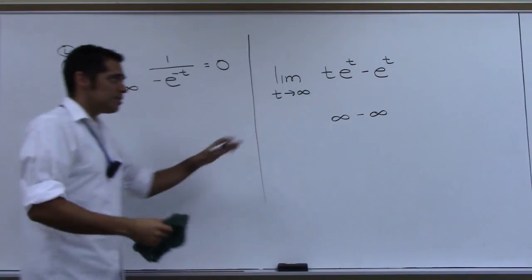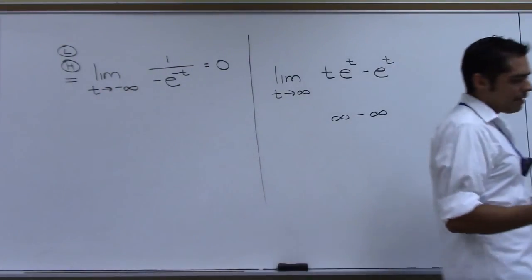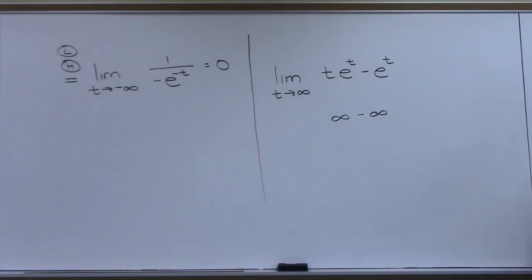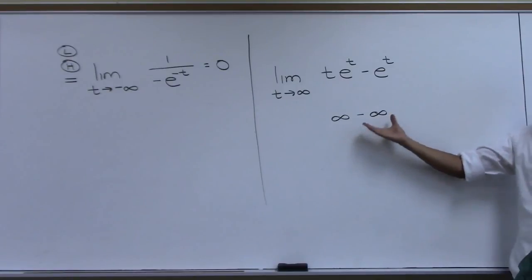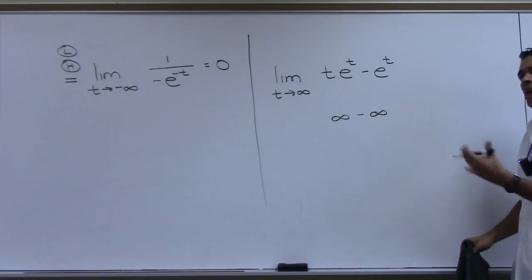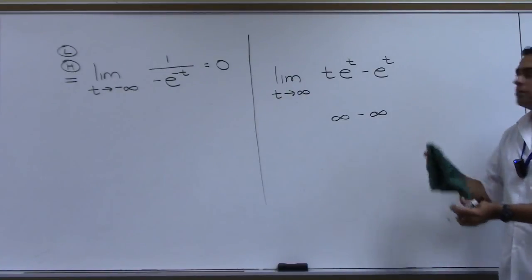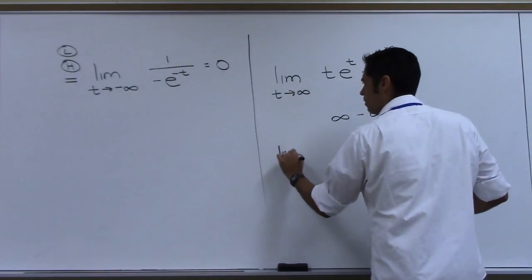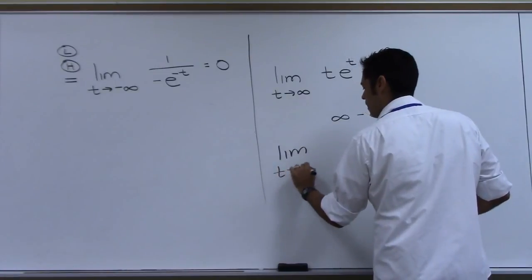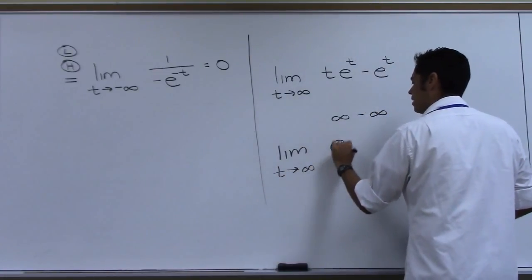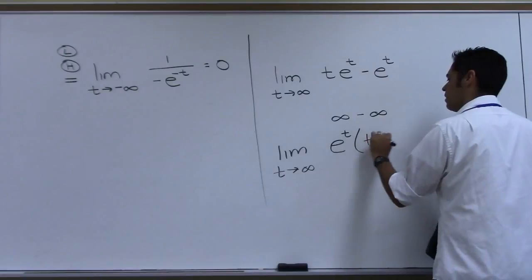When you have this, the normal protocol is to try and factor. Try and turn subtraction into multiplication. And then maybe you go from the multiplication into the ratio if you need to. But we already saw, Ruben pointed out that we could factor this, right? So it would be e to the t times t minus 1.